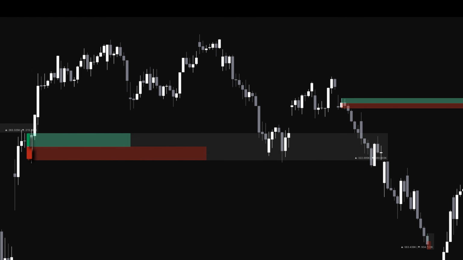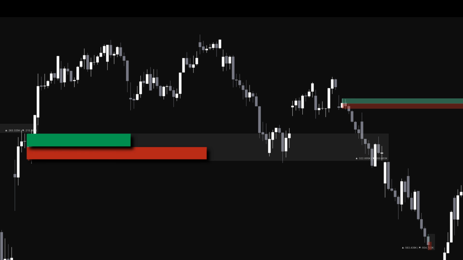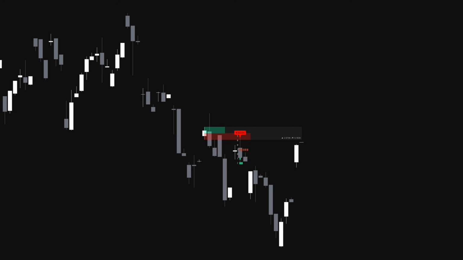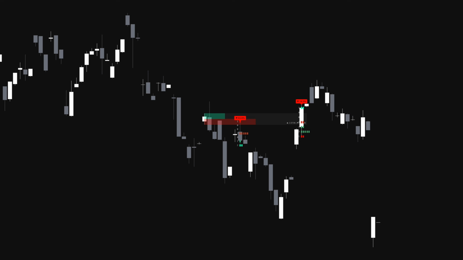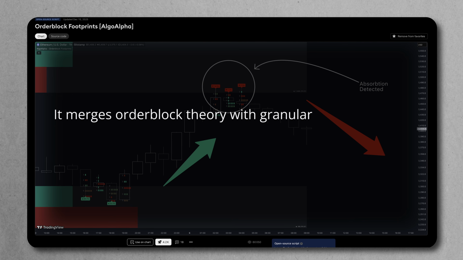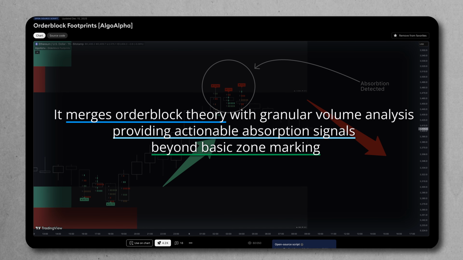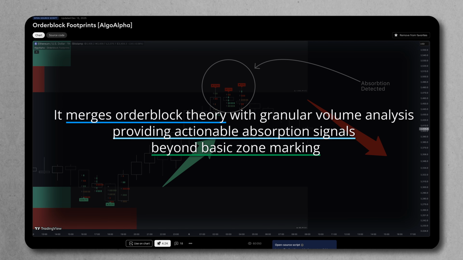The volume ratio bars split each order block horizontally to show up volume versus down volume proportion. Real trading centers on waiting for price to return to these zones and watching for absorption signatures. A trader might short into a bearish order block. The footprint rows reveal precise entry levels where most aggressive prints occurred. It merges order block theory with granular volume analysis, providing actionable absorption signals beyond basic zone marking.